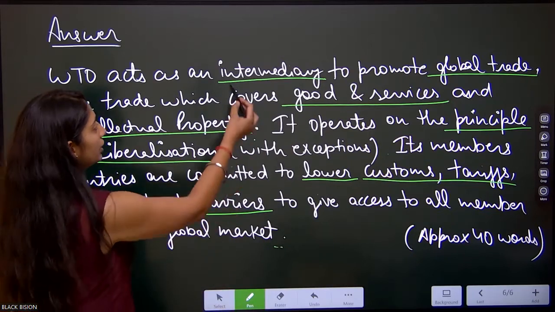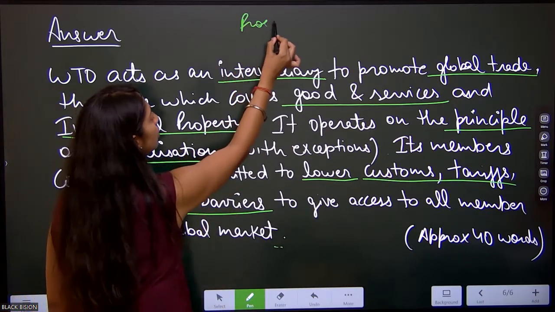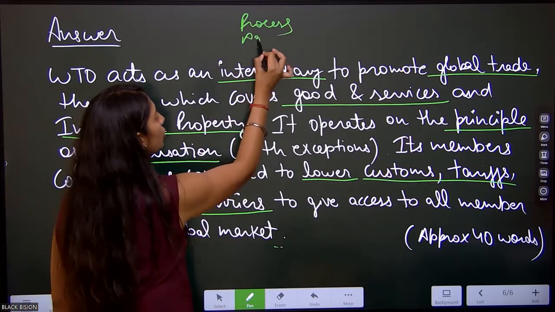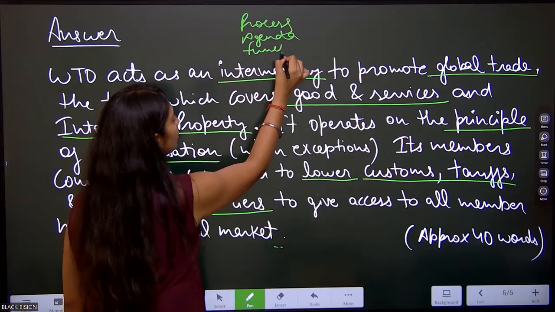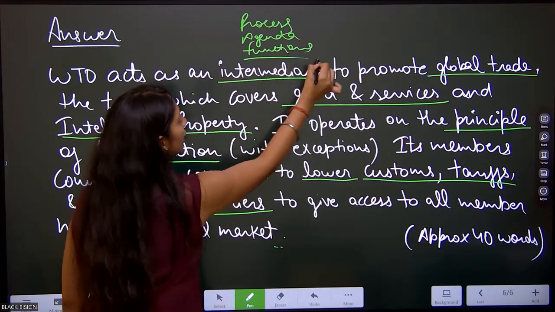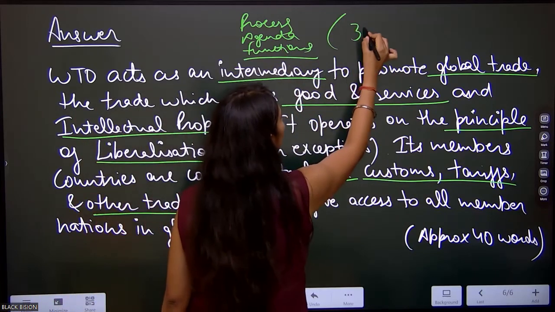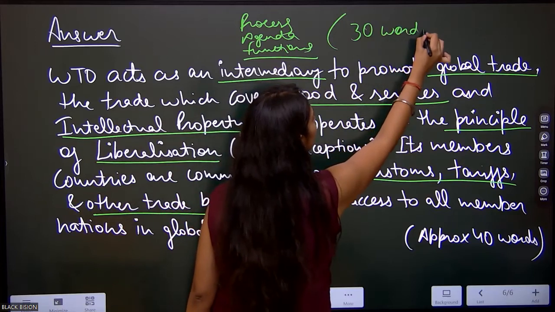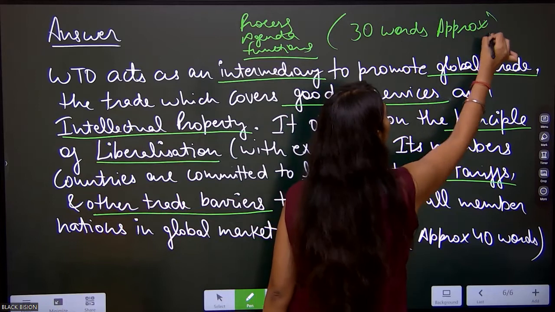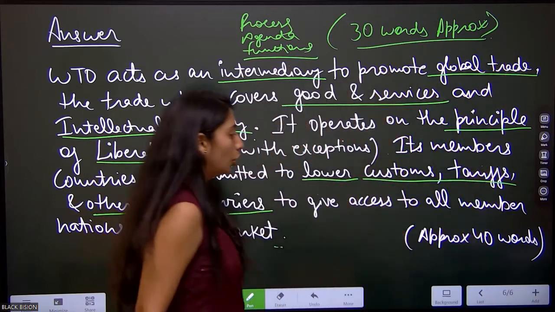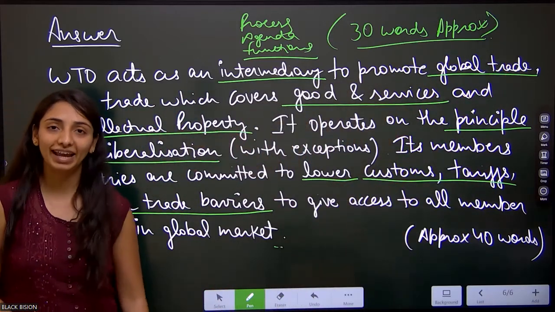Here we have covered the process, agenda of WTO, and its functions, in approximately 30 words. So you don't have to go anywhere else. Okay, here's the answer. Okay, thank you everyone.